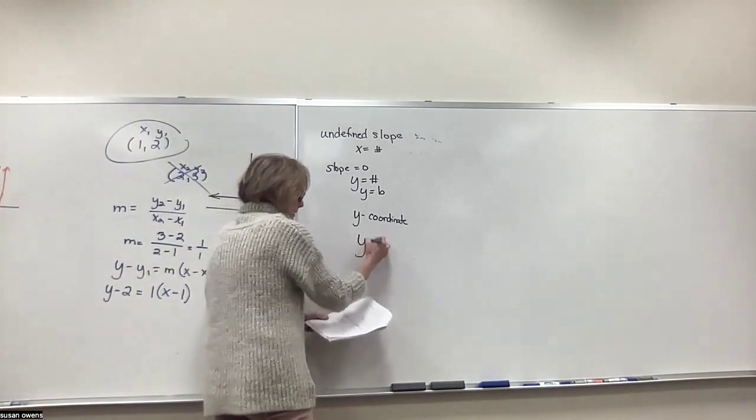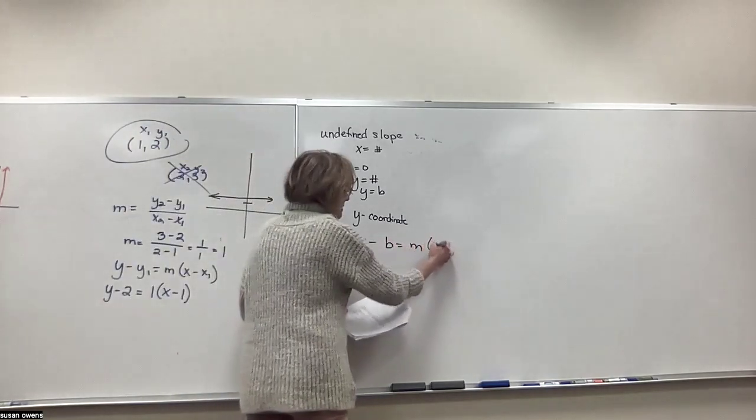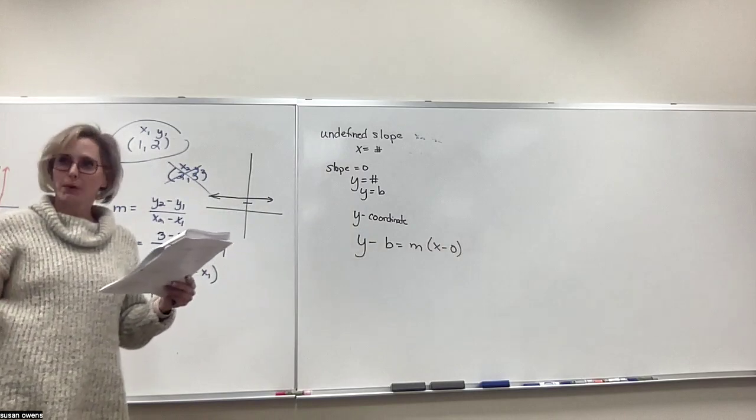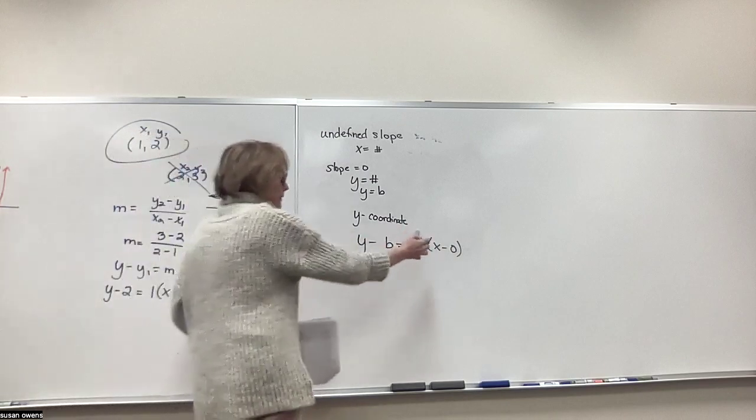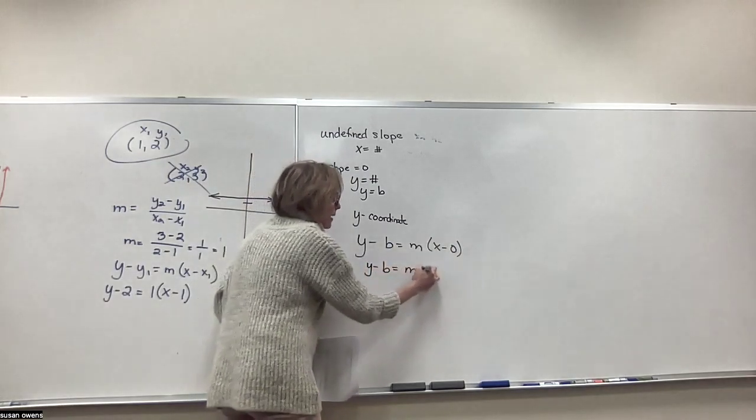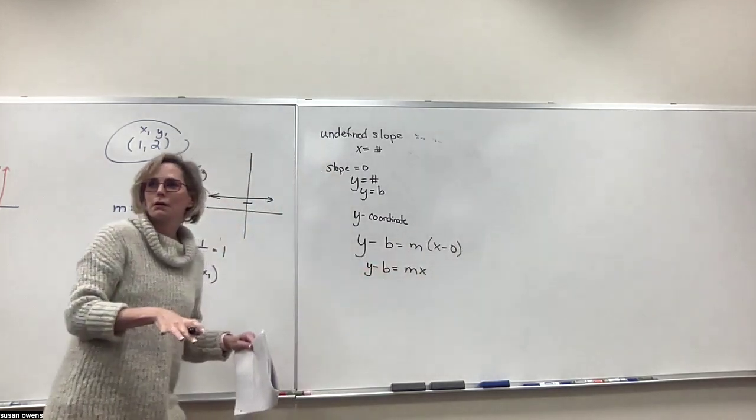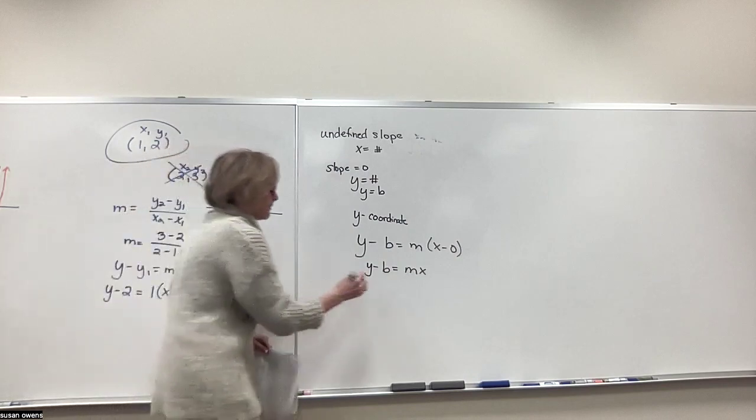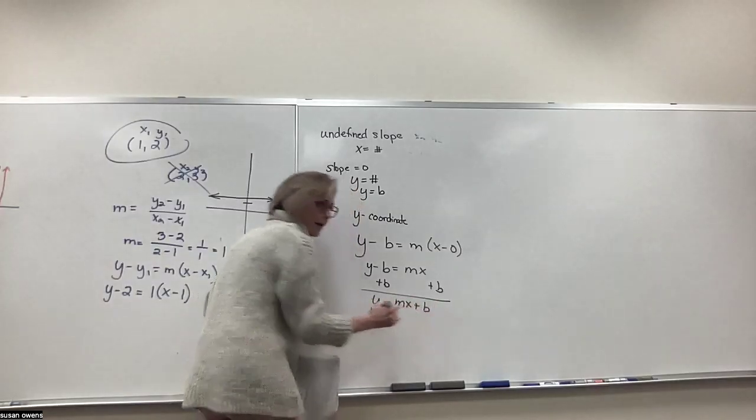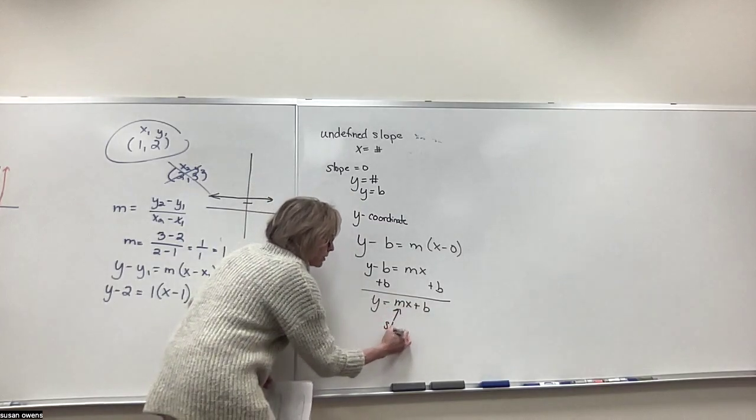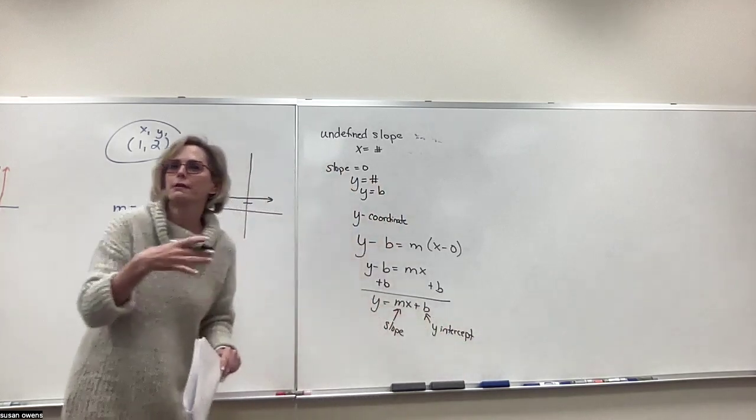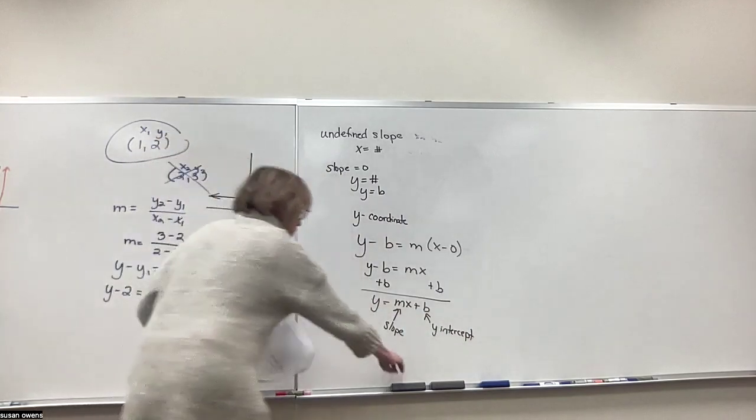So if we have y minus b is equal to m times x minus 0. Okay, it's the point (0, b). We don't know what the slope is, right? Okay, so if we solve this, we're going to distribute that m. y minus b is equal to mx. m times 0 is just 0. And then if we add b to both sides, we get y equals mx plus b. m is my slope, and b is my y-intercept. That's the value where the graph crosses the y-axis. So let me show you what I mean by that.